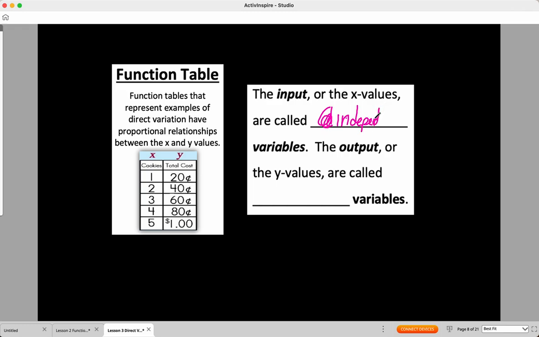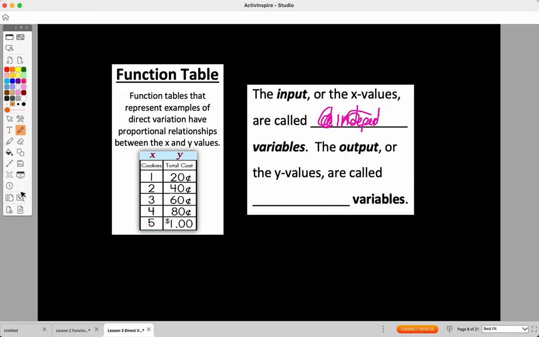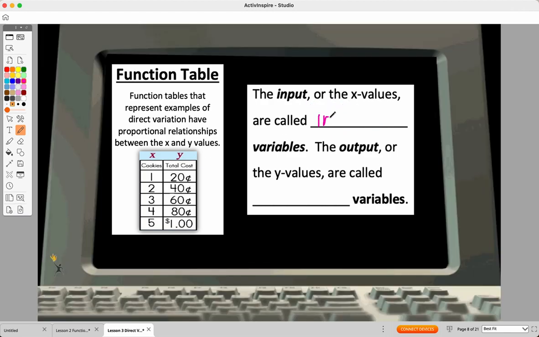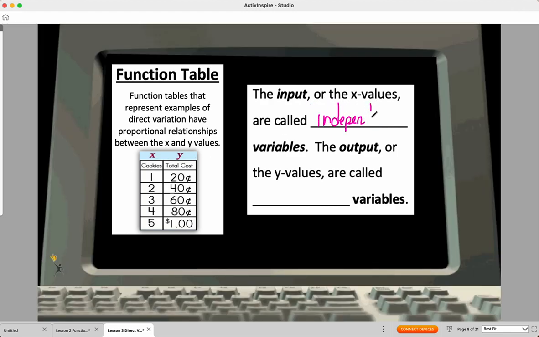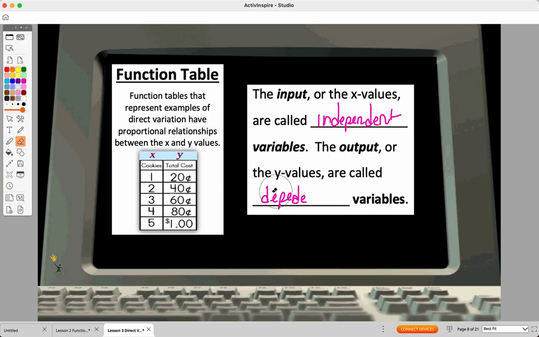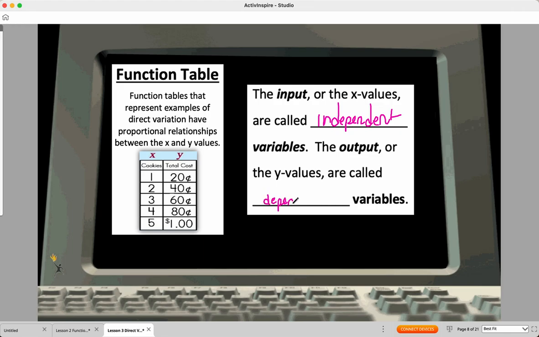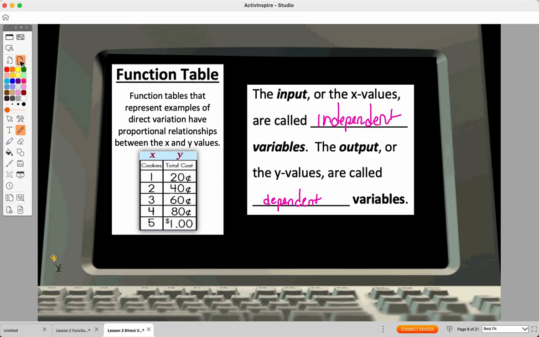Okay? And then the output is called our dependent variable. Dependent variables. So there are a lot of different relationships between the two. Okay, so between our independent and dependent variable, we have this exact change.